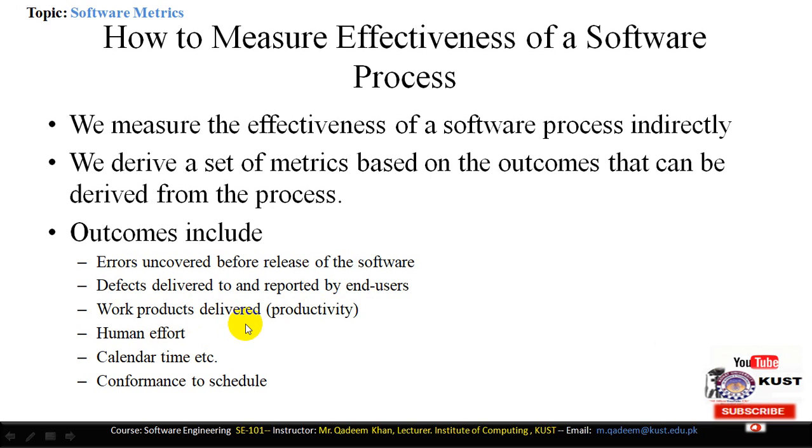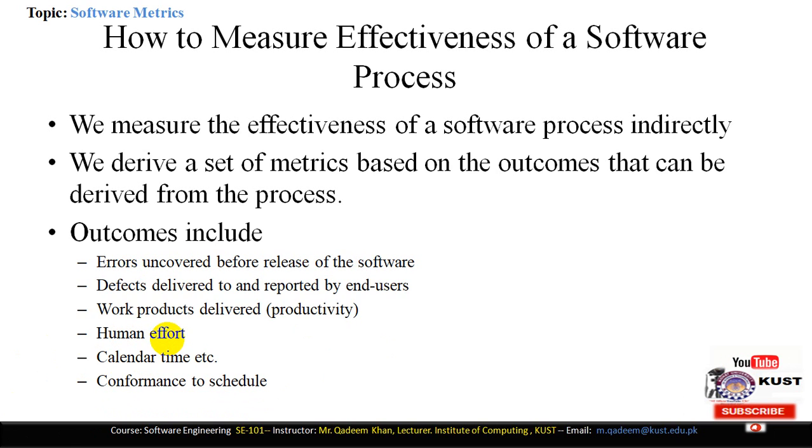Work products delivered. Here we have the productivity, that is, the speed of software development by the developers. It means how many lines of code the developers are producing in one day or in one week. Next one is the human efforts. Human efforts is also the same.